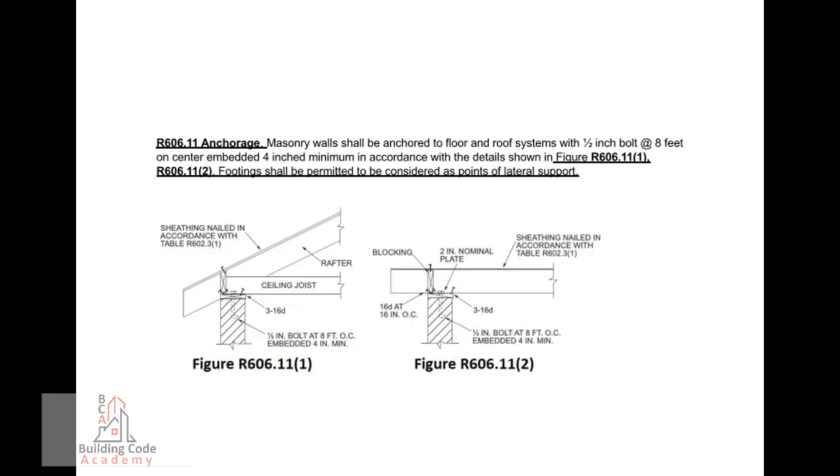R606.11 Anchorage. Masonry walls shall be anchored to floor and roof systems with half-inch bolt at 8 feet on center, embedded 4 inches minimum, in accordance with the details shown in Figure R606.11.1. R606.11.2 Footings shall be permitted to be considered as points of lateral support.